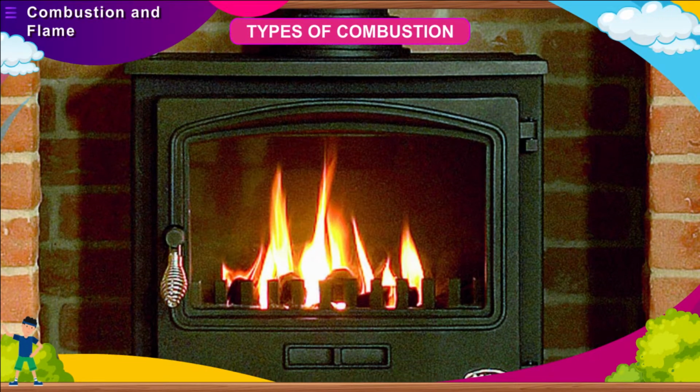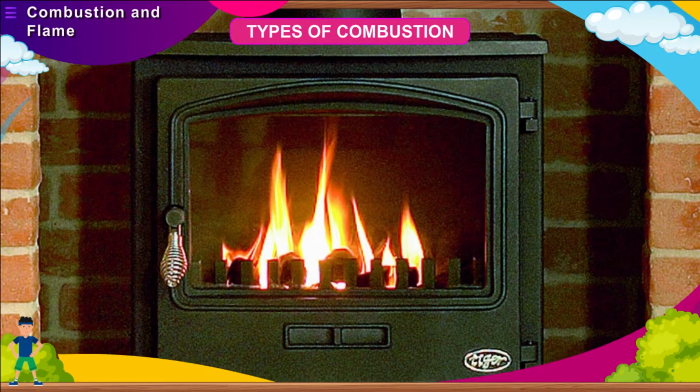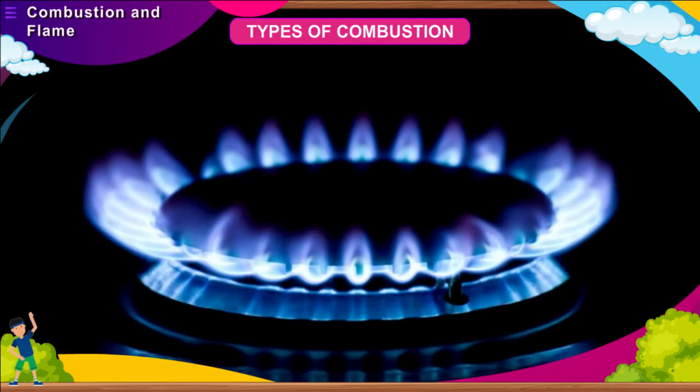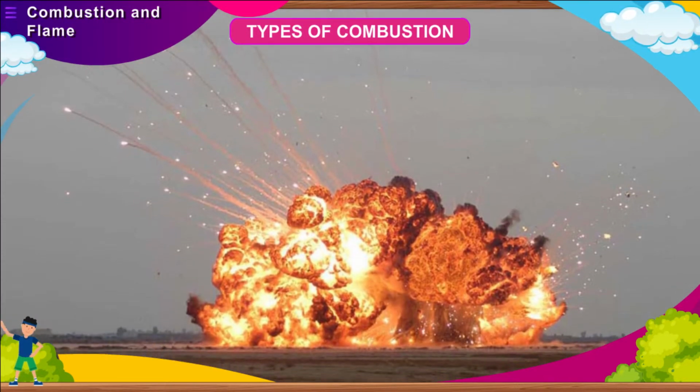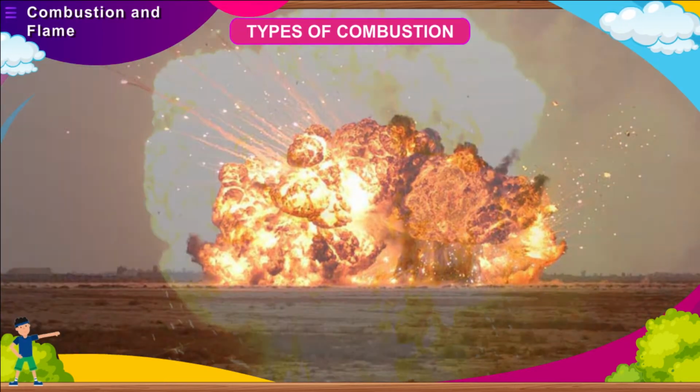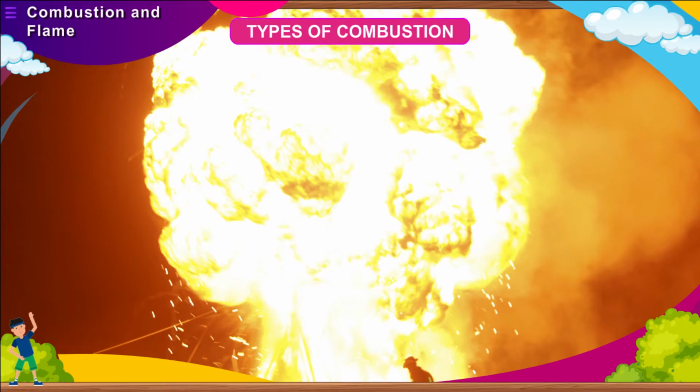Types of combustion. Combustion may either be rapid, spontaneous, or explosive. When a substance burns rapidly and produces heat and light, it is said to be rapid combustion. For example, burning of gas stove. When a material suddenly burns into flames without the application of any apparent cause, it is said to be spontaneous combustion.